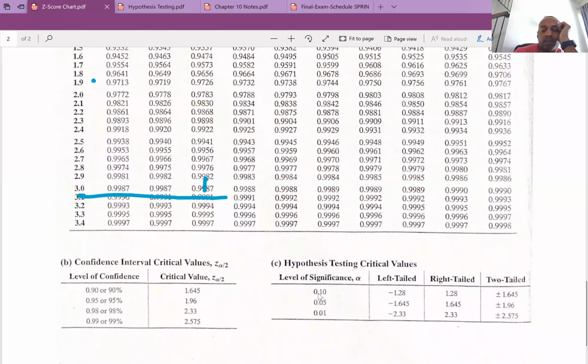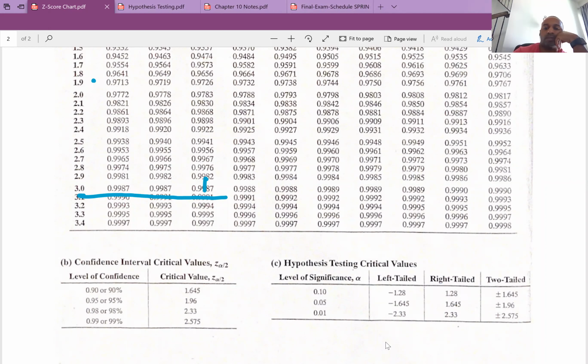So if the level of significance is 0.1, 0.05, or 0.01, left tail, right tail, two tail, it'll tell you what your critical values will be. So we were looking at right tail, I believe. Yep, greater than. So we're looking at right tail. And our significance level is 0.1. So we're looking at that 1.28.